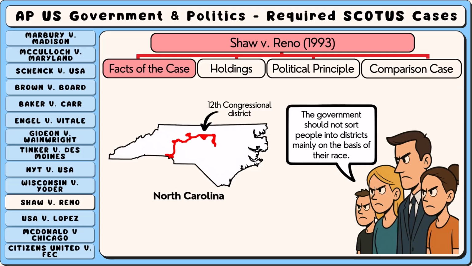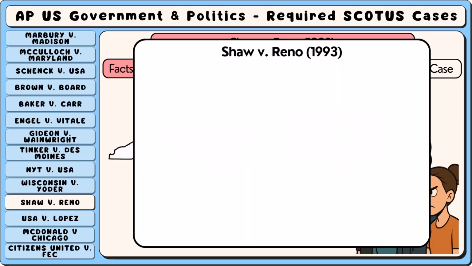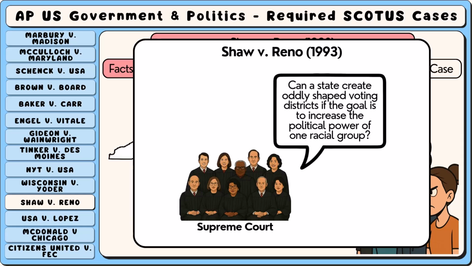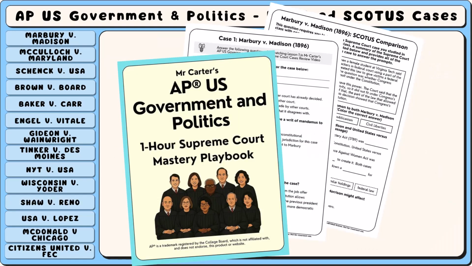A group of white voters complained. They said the government should not sort people into districts mainly on the basis of their race. This raised one central question for the Supreme Court. Can a state create oddly shaped voting districts if the goal is to increase the political power of one racial group?